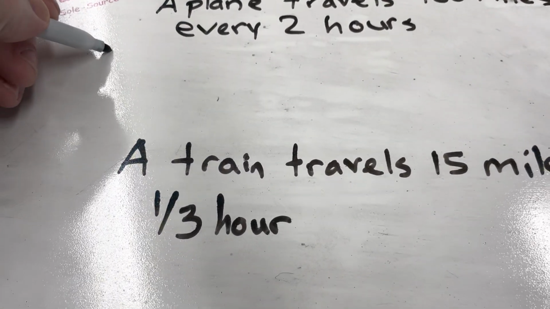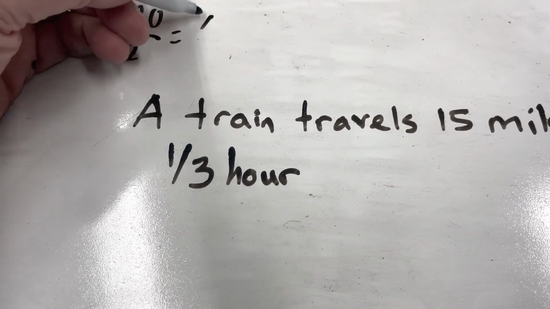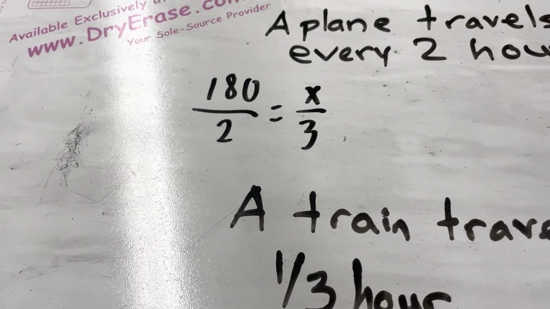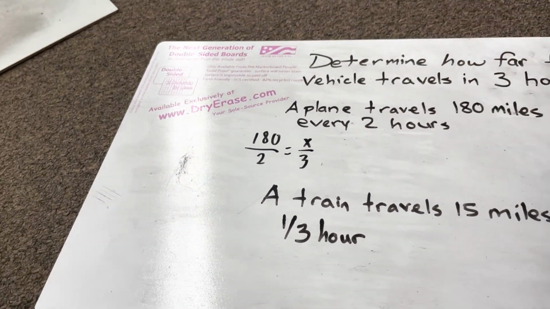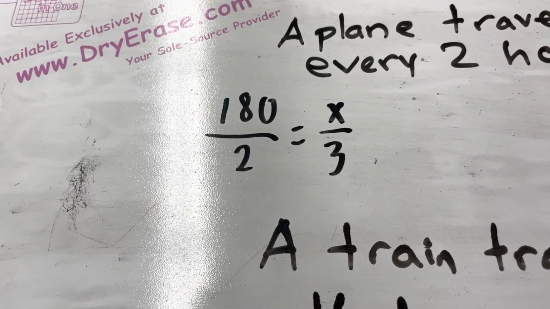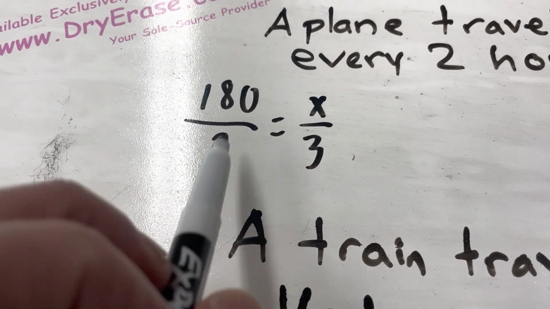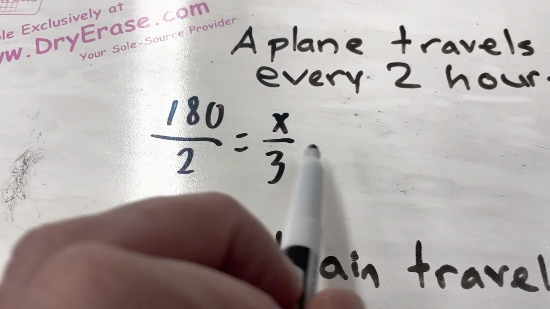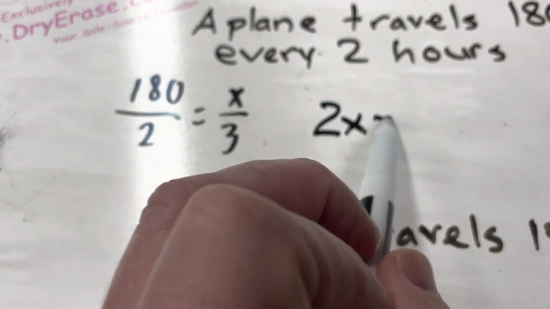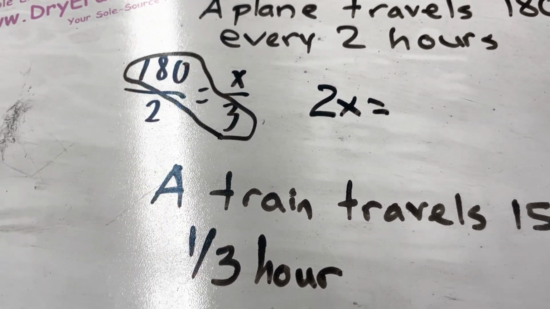Well, I'm going to set it up as 180 miles in 2 hours equals x over 3 hours. So there's a variety of ways that I can do this and make it happen. I could do cross-checking, I could simplify it, but let's look at one way first. So let's look at cross-multiplying. The idea that 2 times x, which equals 2x, is going to equal the same as 3 times 180, okay?